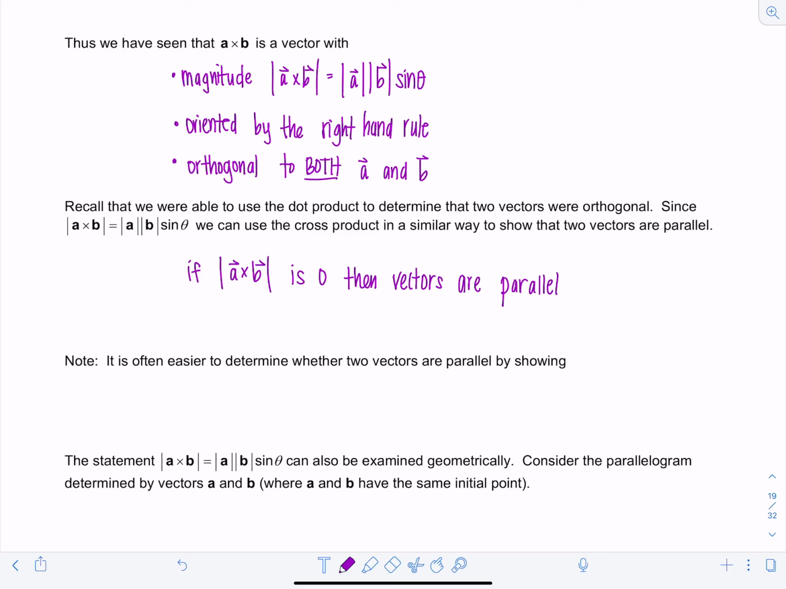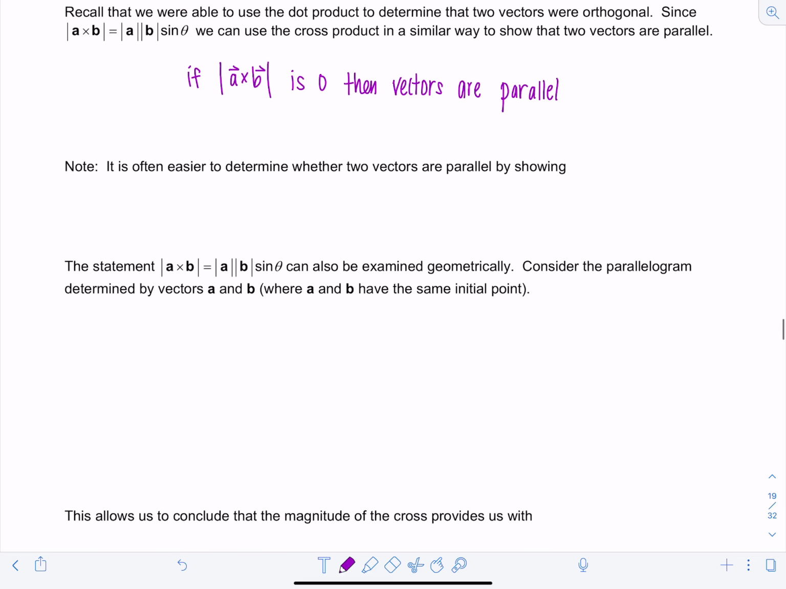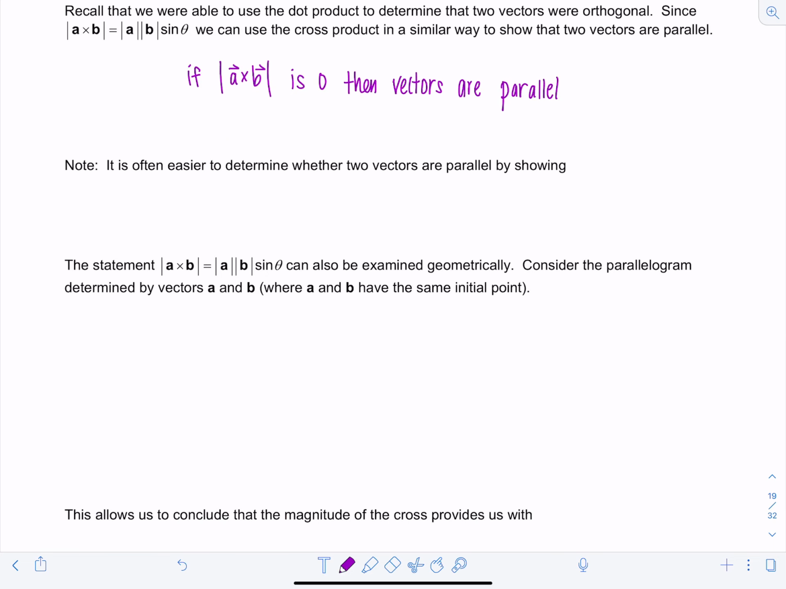In practice, are you really going to do this? We've already discussed how to find whether or not vectors were parallel. We discussed it in one of the first few lessons. Remember, two vectors are parallel if they're scalar multiples of each other. And that's way easier to verify than sitting through the whole process of taking a cross product. So in practice, you're probably not really going to use that. It's easier to determine whether two vectors are parallel by showing that one is a scalar multiple of the other. And that's honestly what we're going to do the majority of the time.